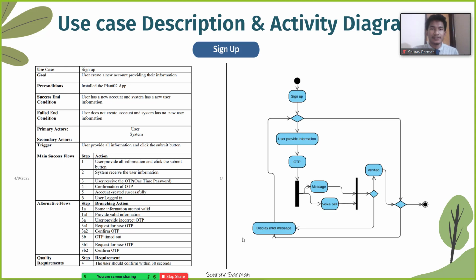In the activity diagram on the right-hand side, first the user clicks the sign up button. If he or she has already signed up, then he or she can easily log in to our application. But the first time a user clicks the sign up button, the user provides his or her information, then an OTP will be sent to their phone through message or voice call. Then after verifying the OTP, the new user can easily access his account.